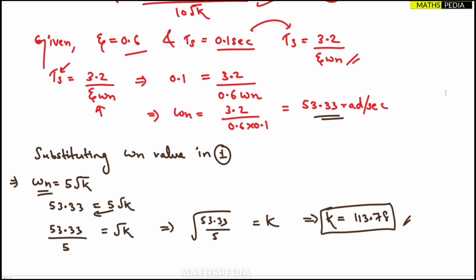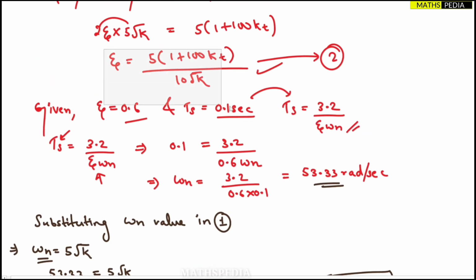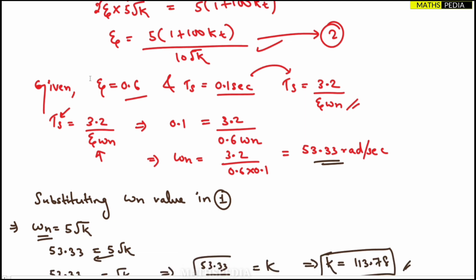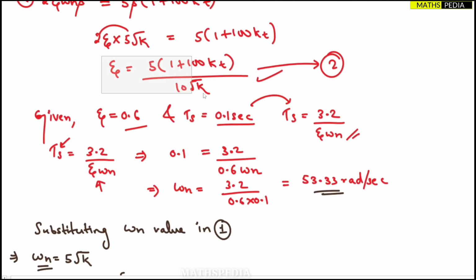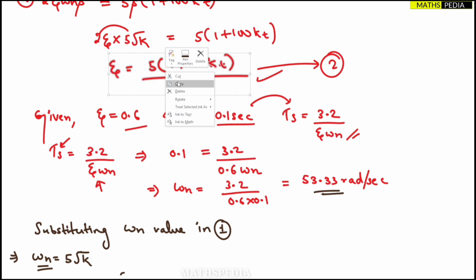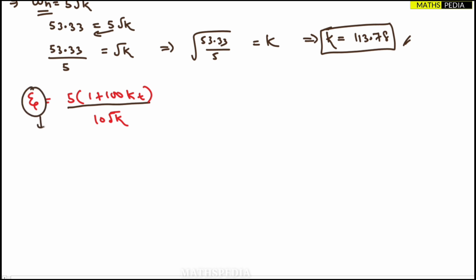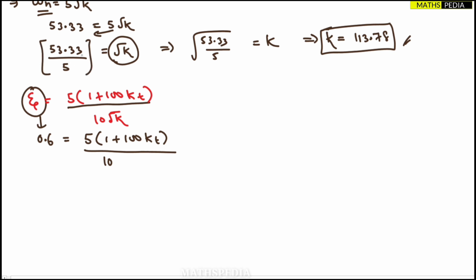Now we have to get kt value also. For that, we are having the second equation. Can I substitute there? Yes, you can. Zeta is equal to this. You have to substitute. Now zeta value we already know, which is 0.6. It is given in the question. So 0.6 is equal to 5 into 1 plus 100 kt divided by 10 into root k. What is root k value? Okay, fine. So k we already have. This is the value for root k. When you divide this thing, you will be getting root. That value you have to substitute.